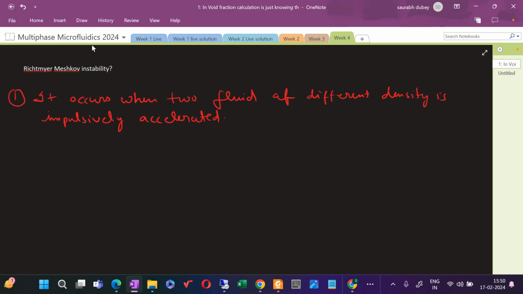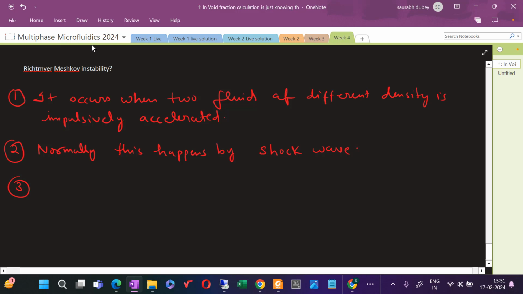Okay, so when this happens, normally this happens by the shock waves. So let me connect it. Normally this happens by shock wave.